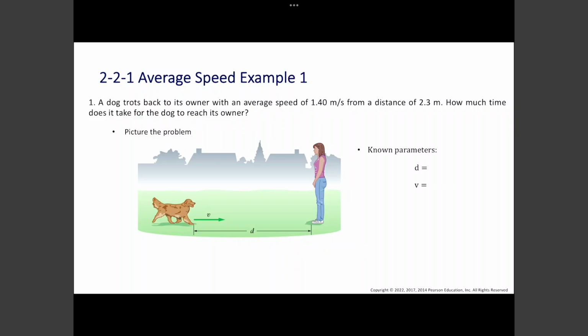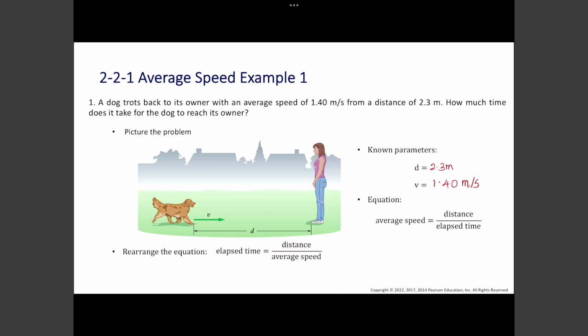So if we note down the known parameters, distance d is equal to 2.3 meters, and the dog's speed v is equal to 1.40 meters per second. These are the two quantities that we have been given. Now we know the equation for the average speed. It is distance over time. Now we are asked to find the time. So by rearranging this equation, we can find the time is equal to distance over the speed.